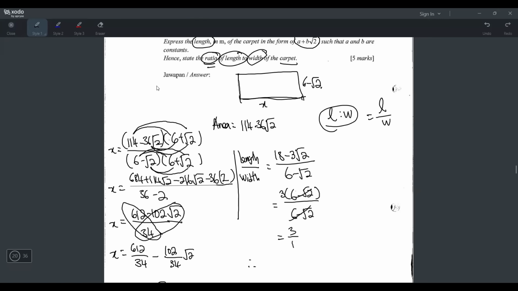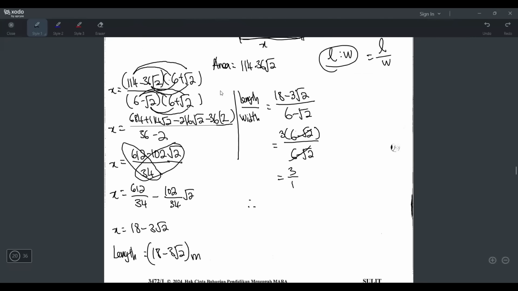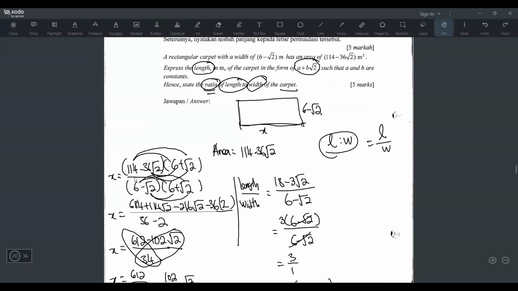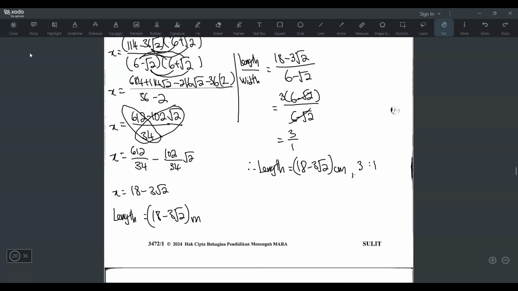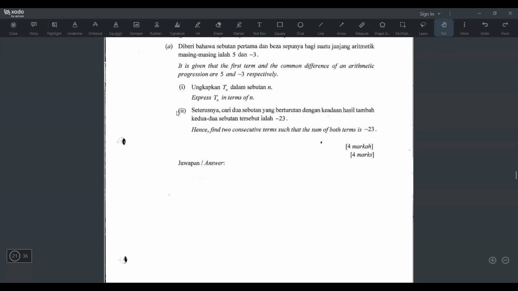So 3 ratio 1. But at the same time, I will also write the answer for the first part. Okay, so I will write length. Length is, because this is also one of the requirements of the question, right? The question also requests us to find this. So it's better for me to write this in my final answer, and then write the ratio. So I'll just write here comma 3 ratio 1 like this. So they want to find length, so that's find, and then want to find ratio of length to width, it's 3 ratio 1. Okay, all right, so that's it.